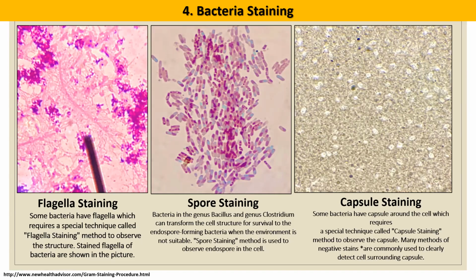Capsule staining. Some bacteria have a capsule around the cell, which requires a special technique called capsule staining method to observe the capsule. Many methods of negative stains are commonly used to clearly detect cells surrounded by the capsule as well.